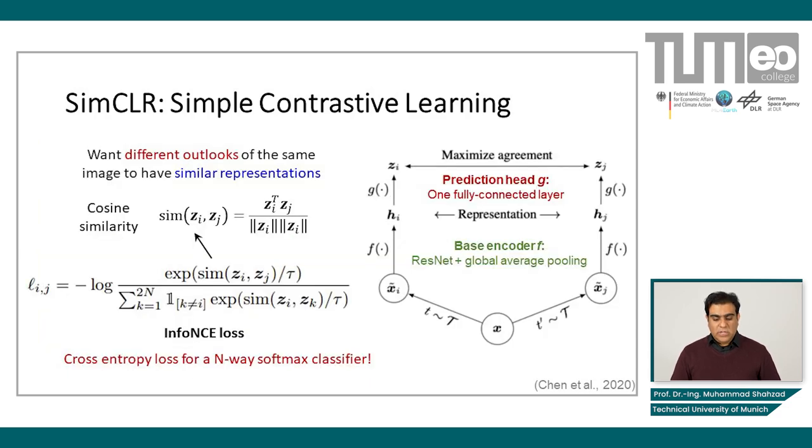The way they try to maximize this agreement is using this formulation. They define the similarity between ZI and ZJ using the cosine similarity, which is given by this equation, which is essentially a normalized dot product, and use this loss function, which is in the literature called the InfoNCE loss, noise contrastive estimation. It is essentially a softmax classifier, but here instead of only the logit values, we are using these similarity terms. So essentially this is a subtle difference.